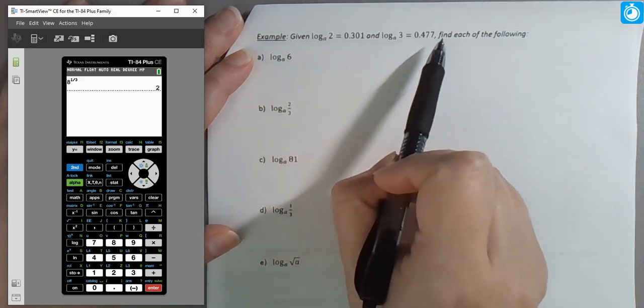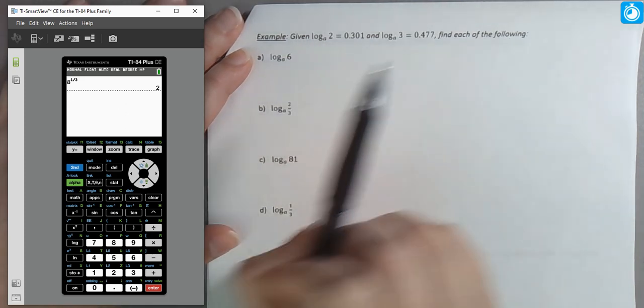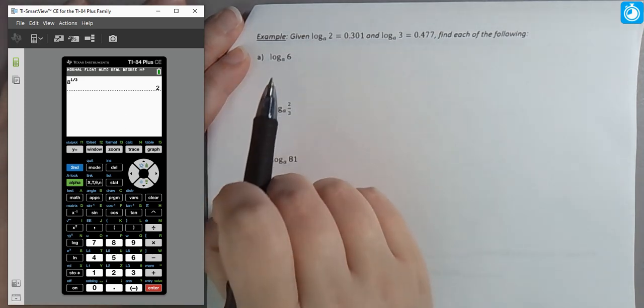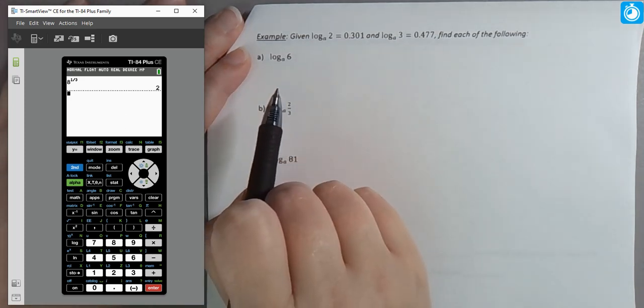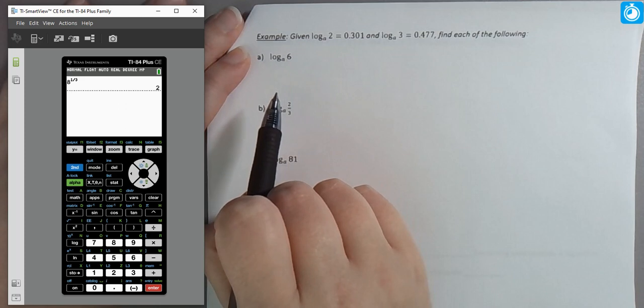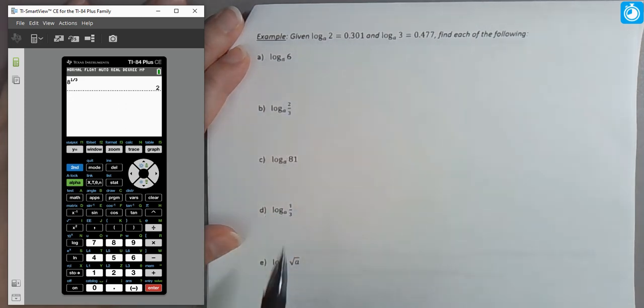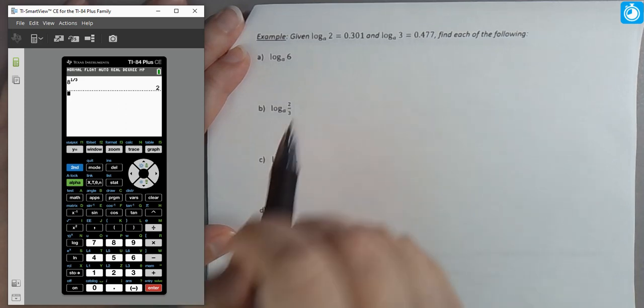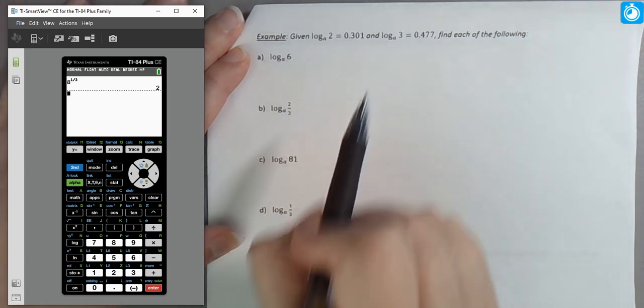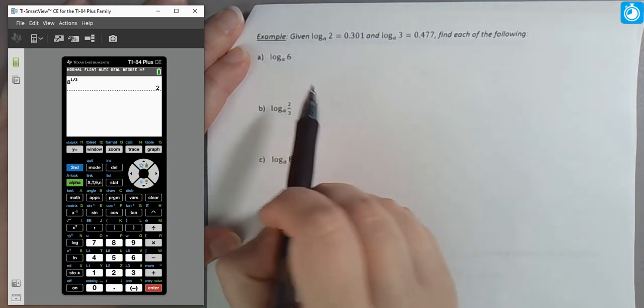So based on this given information, we want to find each of the following. So first thing we want to find is the log base a of 6. So what's the goal here? The goal is to find an actual numeric value for each of these expressions, but only using what we already know about these two logarithms.